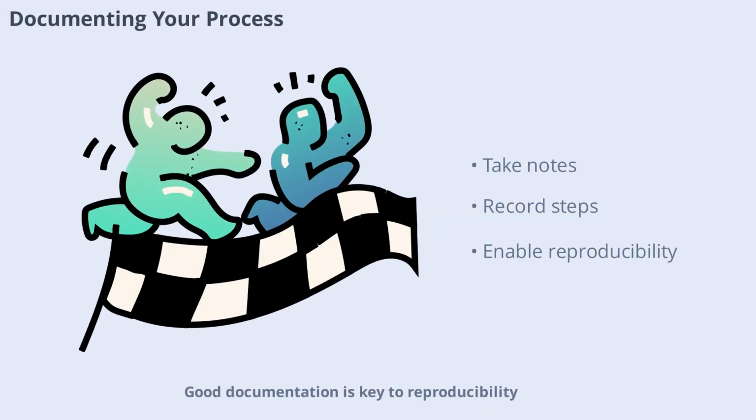Good documentation is key to reproducibility. Keep detailed notes on how you prepared samples, captured images, and performed your analysis. This makes it easier to repeat your work or troubleshoot issues later. Well-documented processes also help others understand and build upon your research.